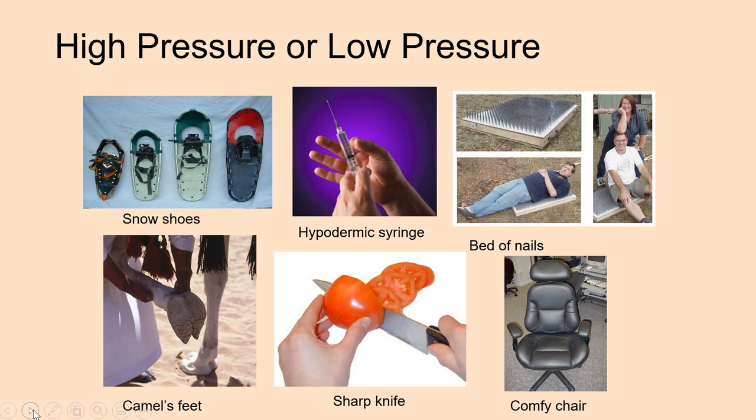The hypodermic syringe that you might have an injection with has a very low surface area, so it has a high pressure, and this makes it much easier to puncture your skin. The sharp knife has high pressure, it is very skinny and that surface area is really small so that it can cut through the tomato. The bed of nails uses a low pressure. Your body weight is spread across all of the nails so that it doesn't puncture your skin. And comfy chairs also have a large surface area to help support you, and it puts less pressure on your body parts.